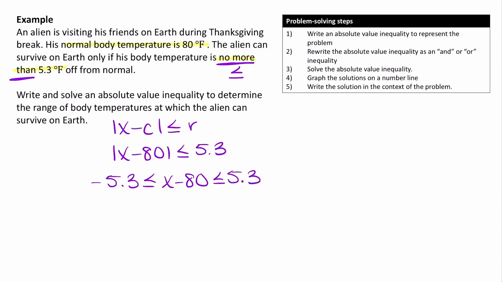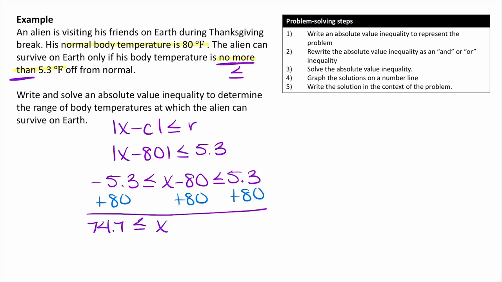So now I'm going to go through and solve for x, and I can do that by adding 80 everywhere. So I'm going to add 80 to all three sections. And when I do that, I'm going to get 80 minus 5.3, that's going to be 74.7, and that's less than or equal to x, and that is less than or equal to 5.3 plus 80, which is 85.3. So that means that the ranges of temperatures are 74.7 degrees Fahrenheit to 85.3 degrees Fahrenheit.